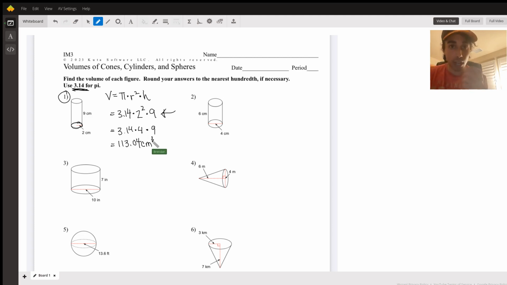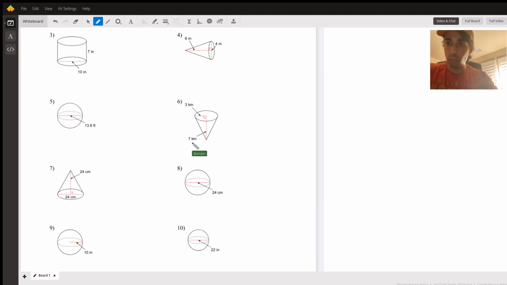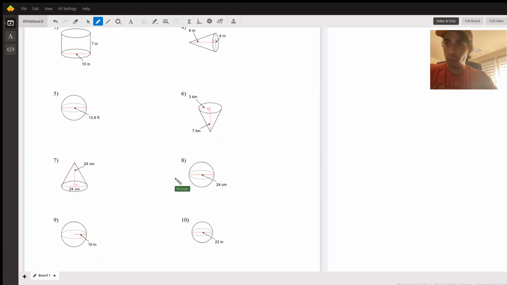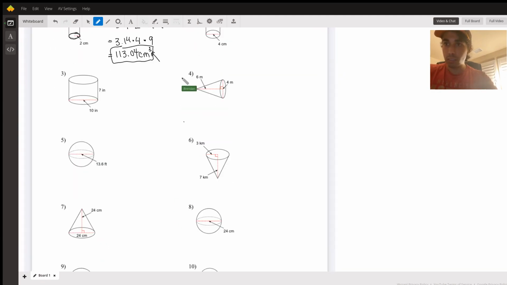And again, don't forget your units. Whenever we're talking about volume, the units are going to be cubed. So you got that little 3 up there in the exponent. All right. So that's how you do the cylinder. So it's number 1, number 2, number 3. Those are your cylinders.